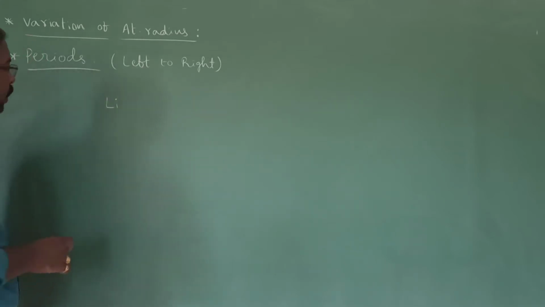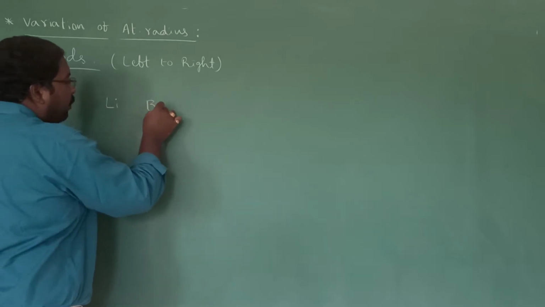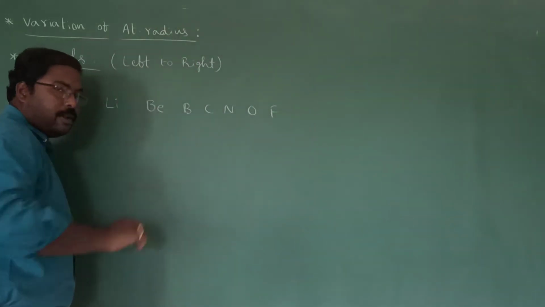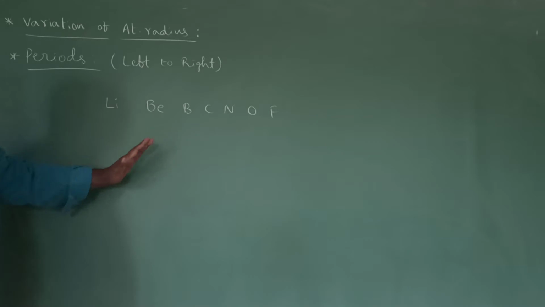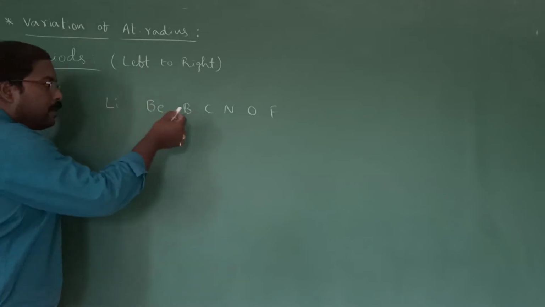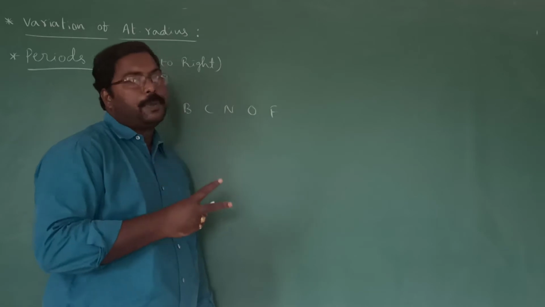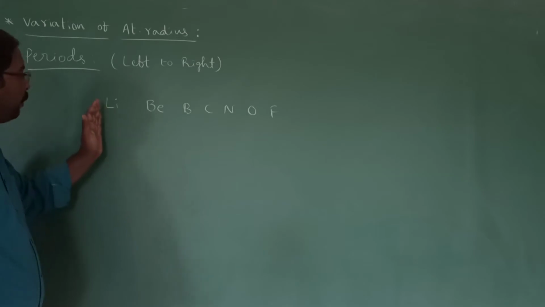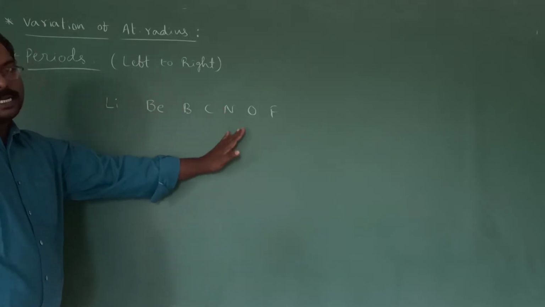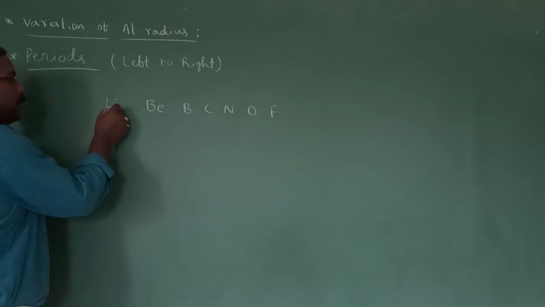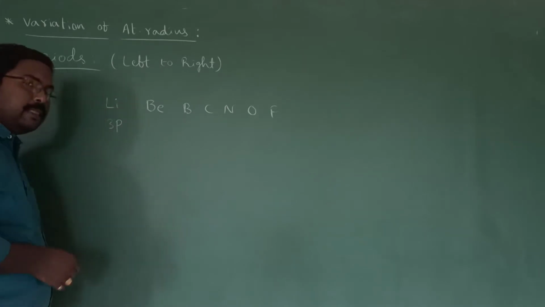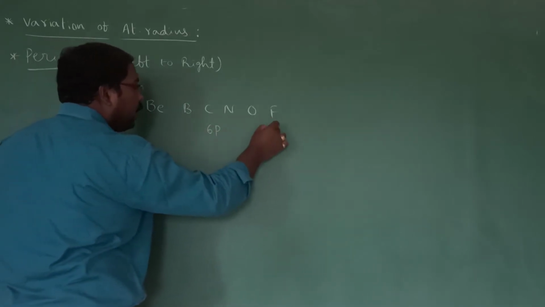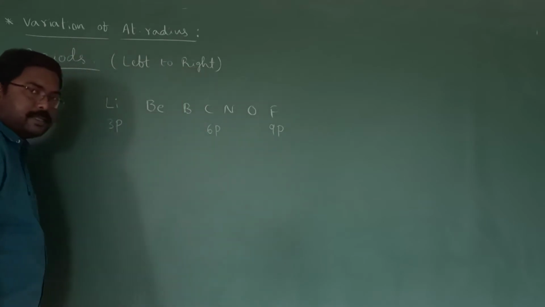second period, lithium. Okay, next beryllium, boron, carbon, nitrogen, oxygen, fluorine, neon. If you observe these elements, all of them contain electrons in the first and second shells. So all these elements contain only two shells. But if you observe the nuclear charge, what is the atomic number of lithium? It is 3, so it contains 3 protons. Carbon, atomic number 6, contains 6 protons. Fluorine 9, so 9 protons.